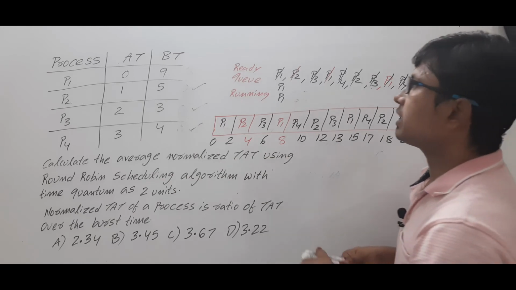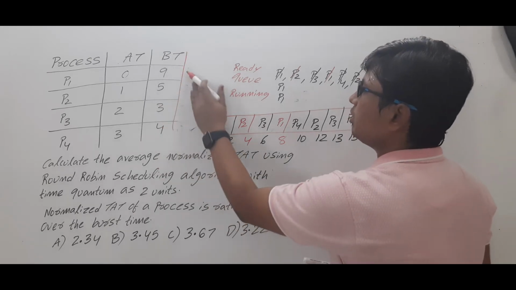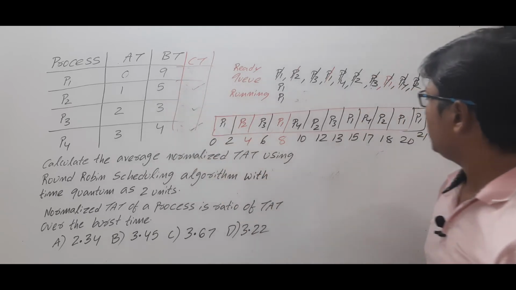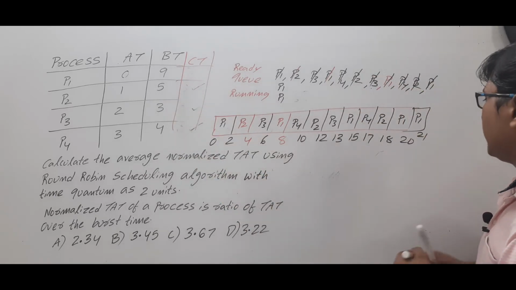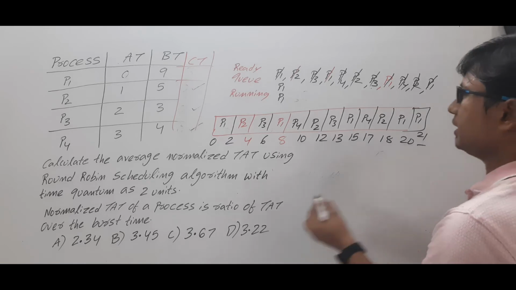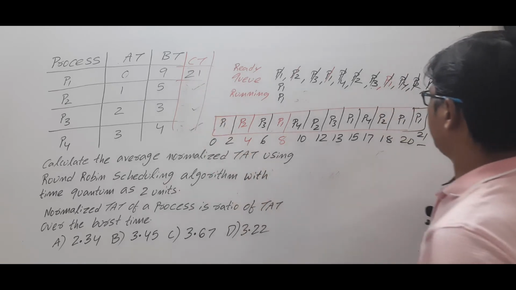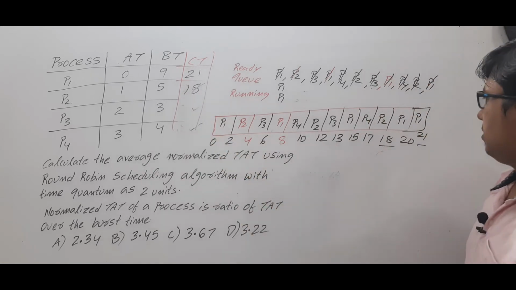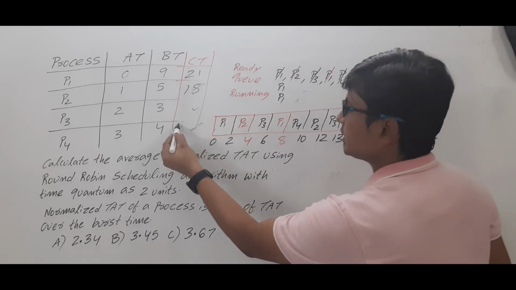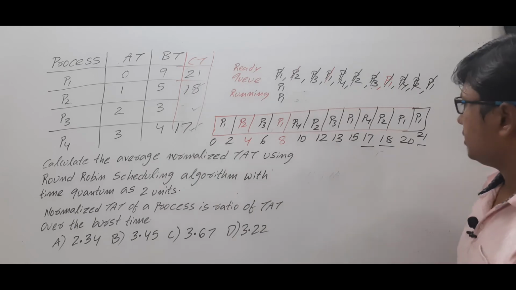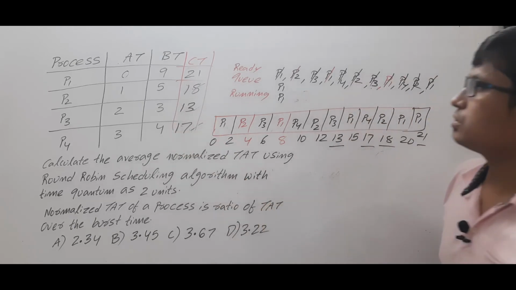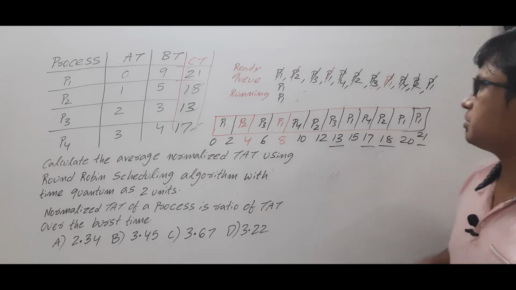So now we can compute the completion time of each process by looking at the Gantt chart. Process P1 has completed at 21 units of time. Process P2 has completed at 18 units of time. Process P4 has completed at 17 units of time. Process P3 has completed at 13 units of time. So we got the completion time of each process.